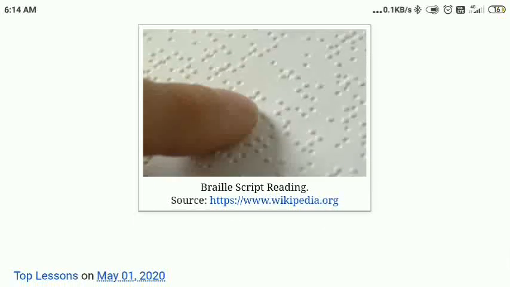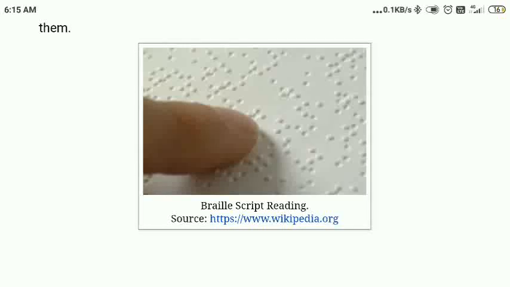So that is why we can say this Braille script is very important for these type of people. Okay, because education is very important for everyone. We are able to see the words and whatever is written, but visually challenged people are not able to see. So this Braille script is a very important and revolutionary thing for visually challenged people.